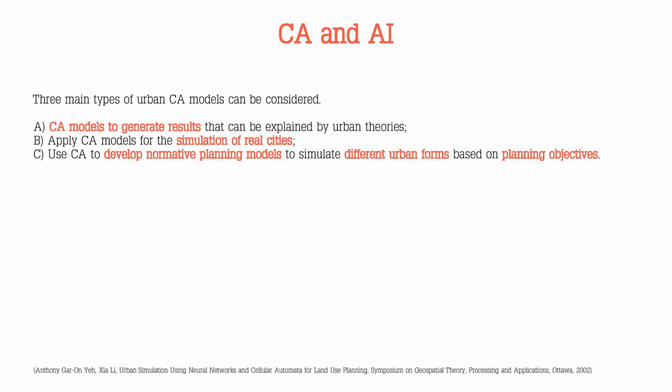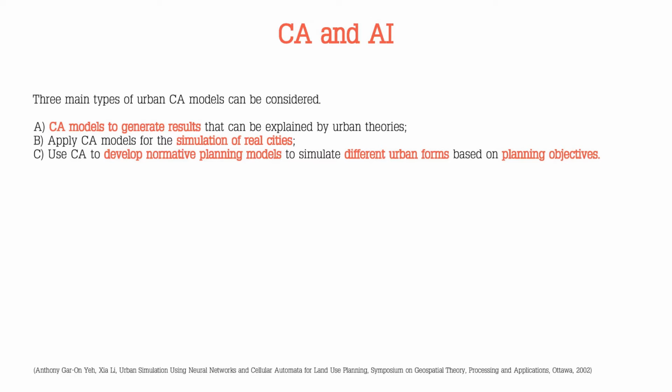In this case, the cellular automata could explain the reason why the city evolved in a certain direction. We know that, generally speaking, the city evolves like an amoeba, where the boundary of the city is not very well defined, but it looks like a star, more or less. So, which mathematics, which formulation could explain that kind of urban growth? Cellular automata could provide one possible theory. Case number B. We can apply the cellular automata models for the simulation of real cities.